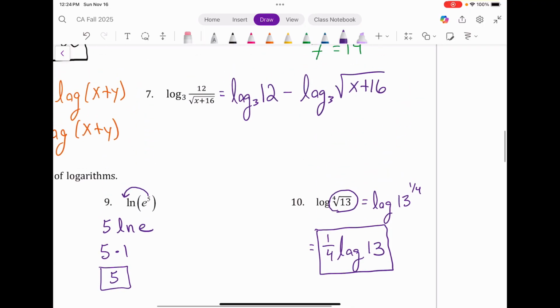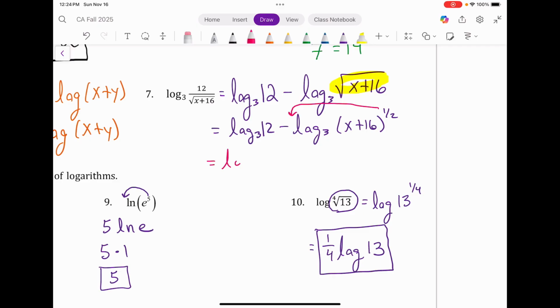All right, and then back to 7. So with this square root right here, we can actually rewrite this to be x plus 16 to the 1/2 in exponential form instead of radical form. Okay, and then what can we do with that exponent of the 1/2? We can move it to the front. So using the power property, we can get the log to be in this form.